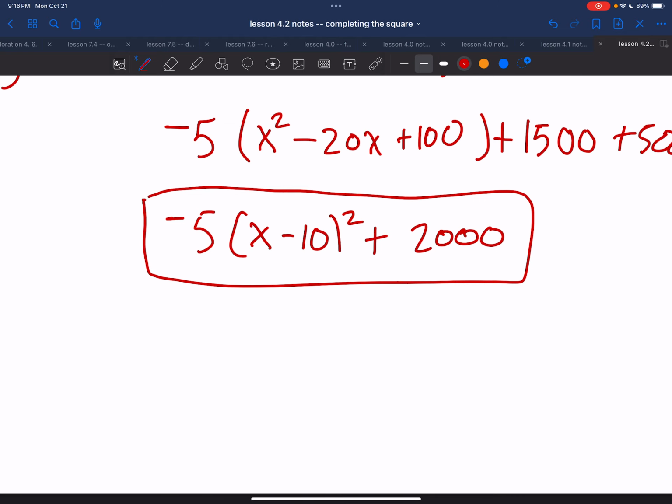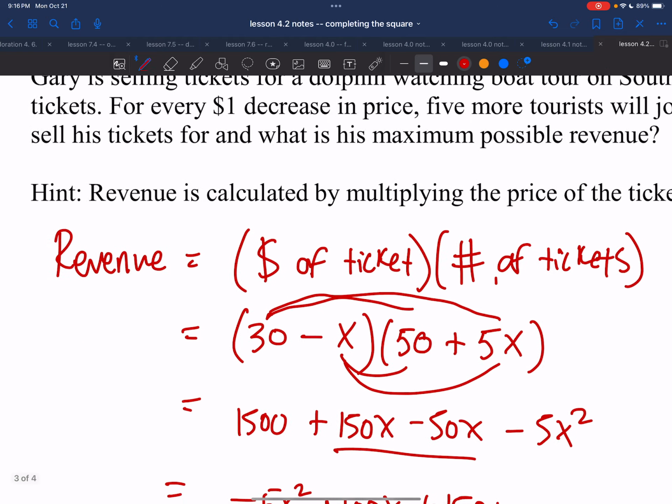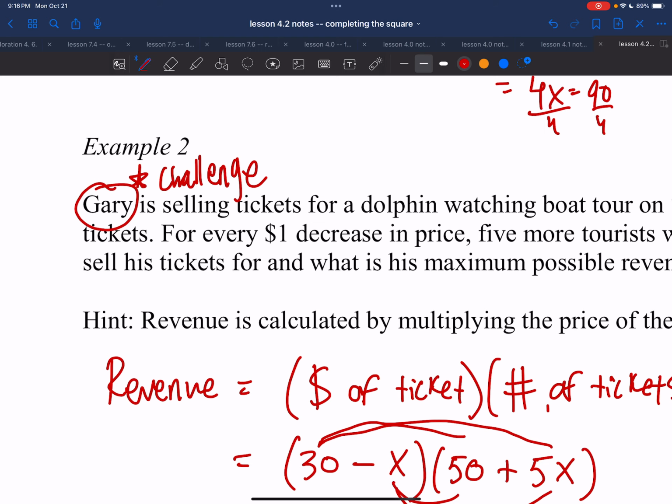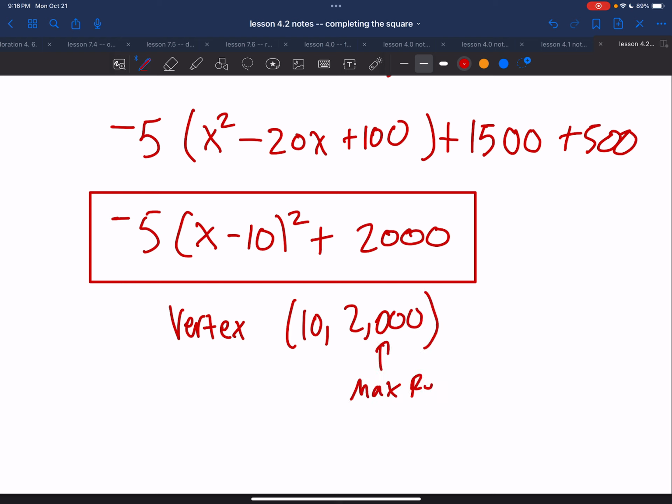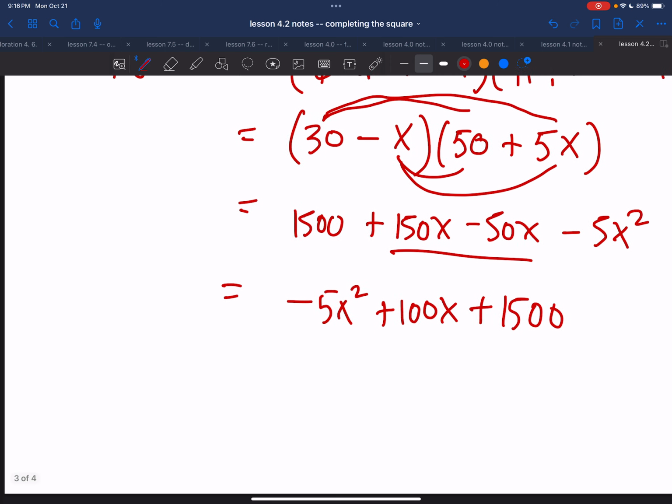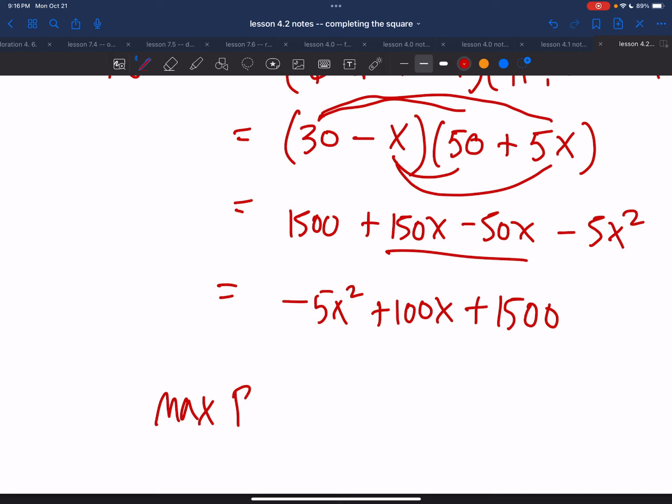But of course, what is his name? Greg? Actually, I think it was Gary. What is his name? Gary, right? You say, Gary, what do we do with this? I said, well, look, the vertex is at 10, 2,000. The 2,000 is your max revenue. Okay? So I do know the answer to this question.